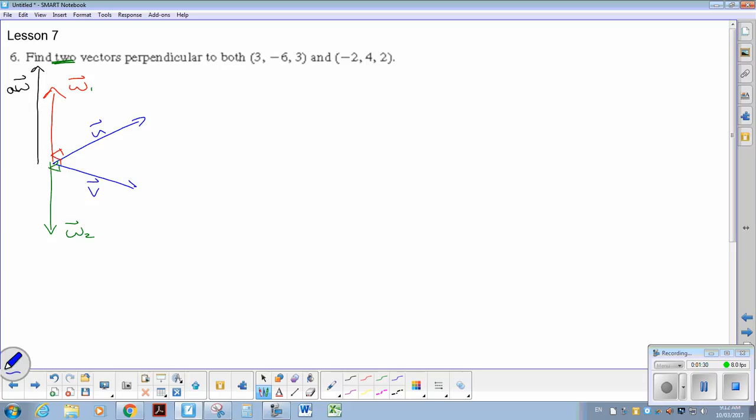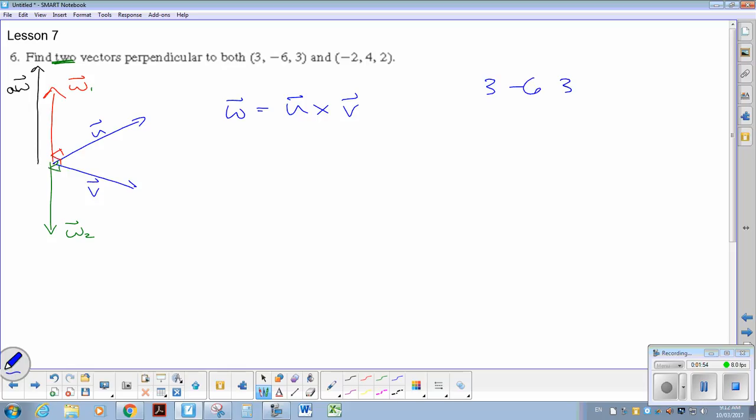So anyway, if that answered your question as to how they got more than one in their answer, then you're done watching the video. If you're not sure how they got any of the answers, then you can continue watching. So the only way to find a perpendicular vector, like I said before, is to use your cross product. So that means 3, negative 6, 3. Whoops, I don't need commas in there, that'll just mess me up.